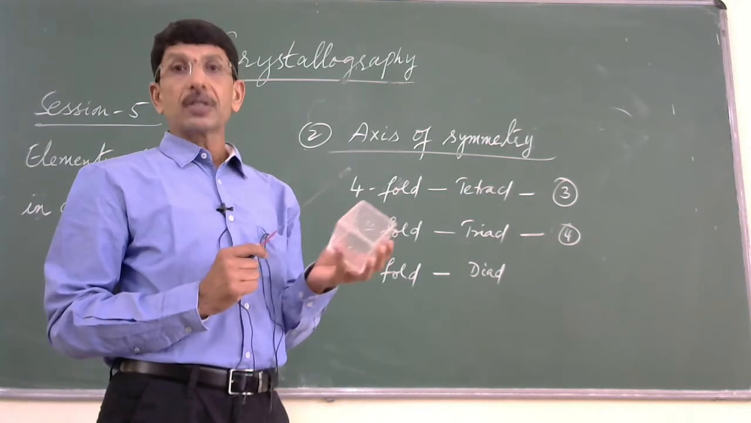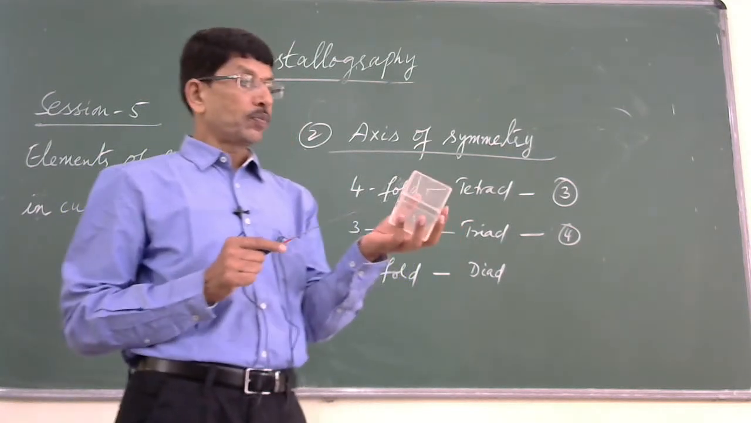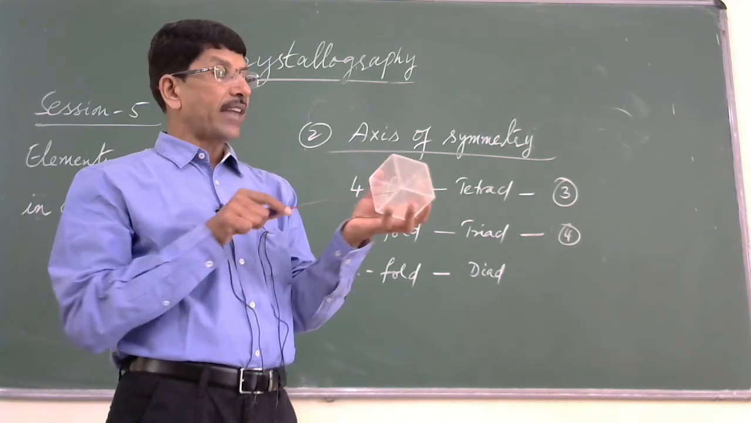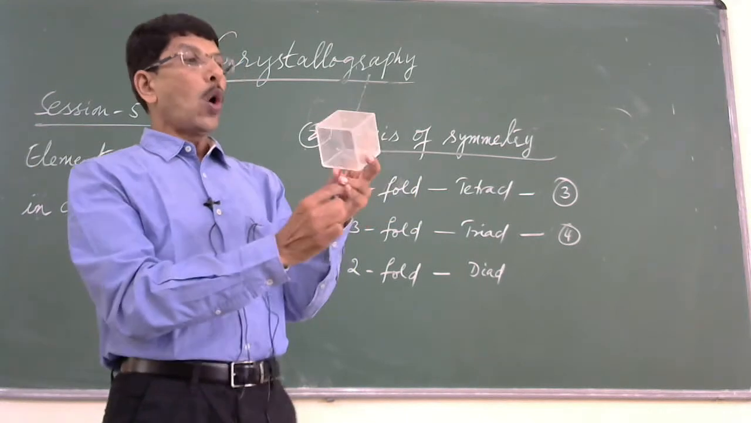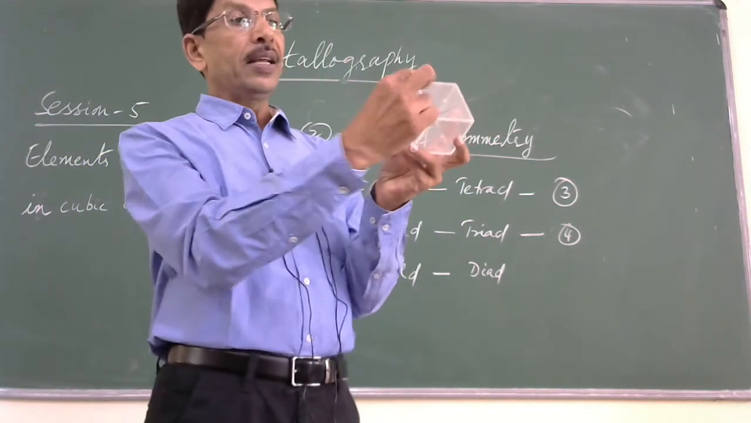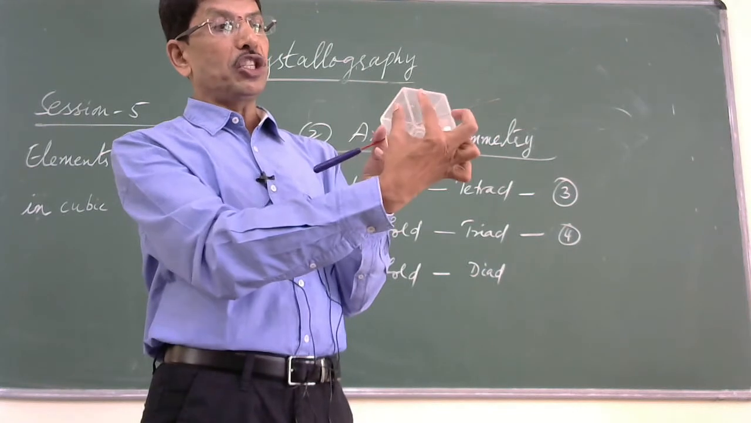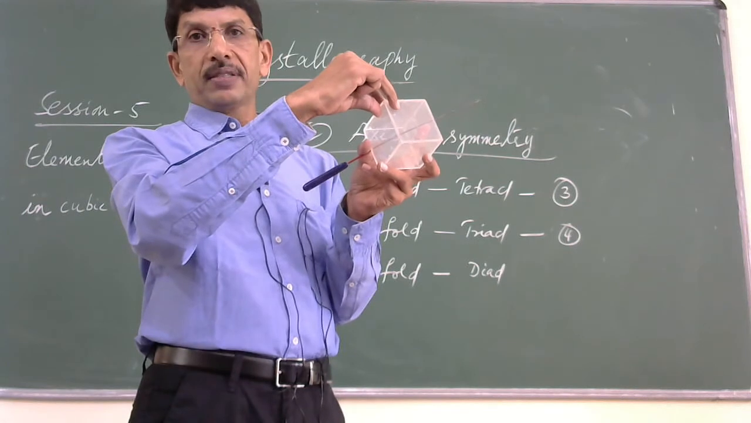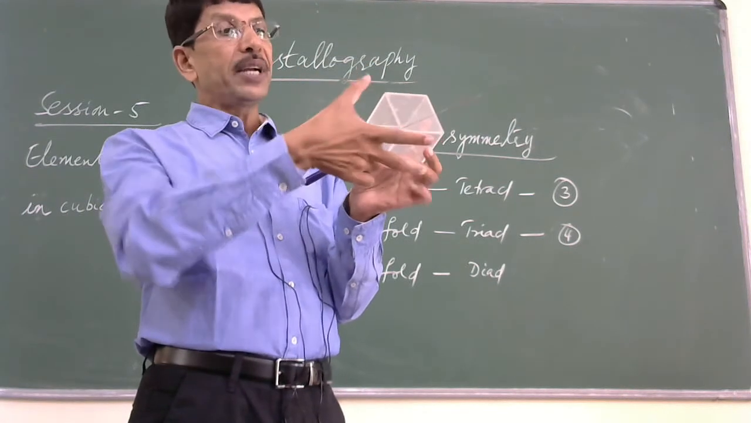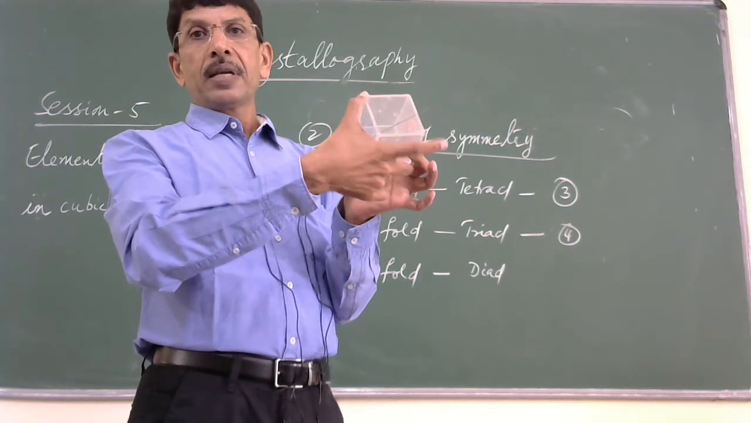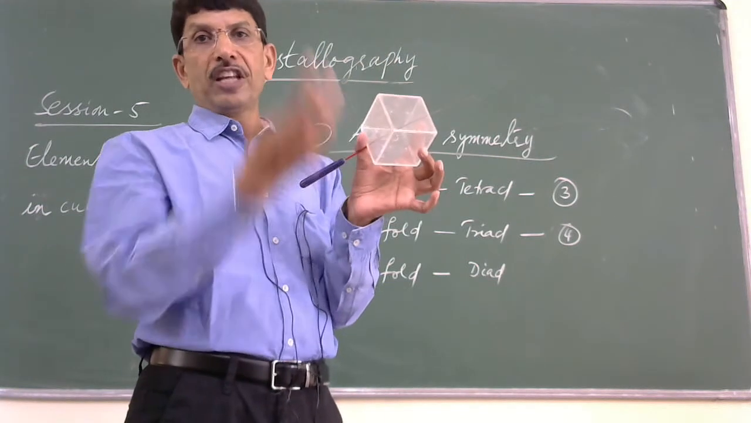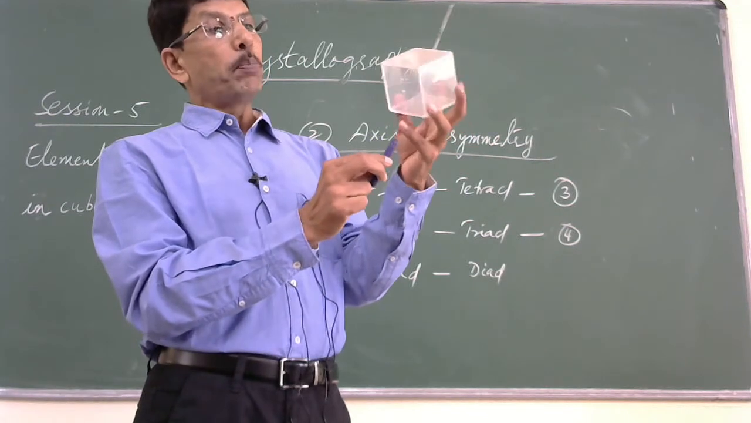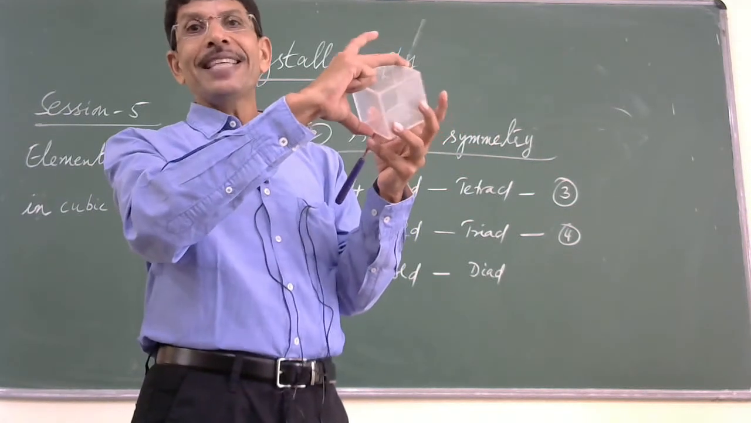Now let us look at the 2-fold axis of symmetry. The 2-fold axis of symmetry passes through opposite edges. I said an edge is a line along which 2 faces meet, and a corner is a point at which 3 faces meet. And your 3-fold axis of symmetry passes through opposite corners, and there will be 8 corners in the crystal. So in total there will be 4 triads. And the 2-fold axis of symmetry passes through opposite edges.